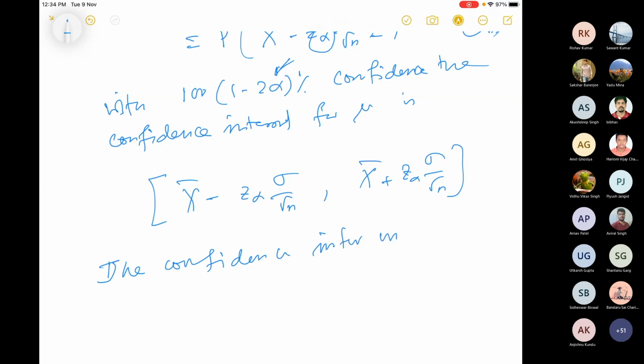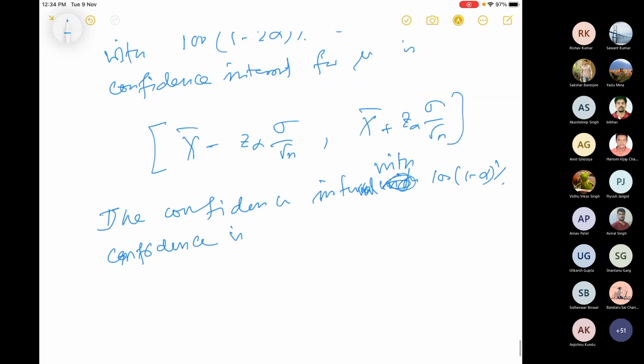So the confidence interval for mu, with 100 times (1 minus alpha) percent confidence. I'm trying to go fast, so I will write the interval with this confidence.